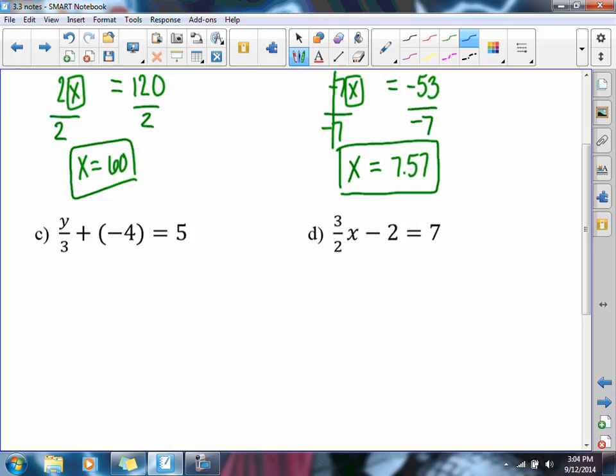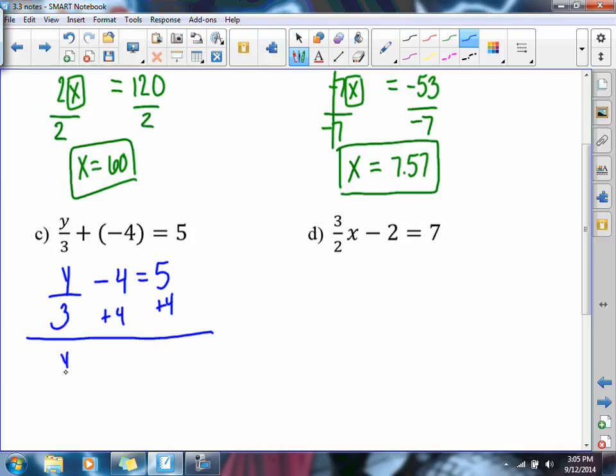In part C and part D, now I've got subtraction and division. And actually, for part C, I can rewrite this a little bit first. I have this plus a negative 4. So if I wanted to rewrite this problem, instead of having a plus and negative, I could just put minus 4 equals 5. Now that helps me see that to get rid of this minus 4, I have to add 4 to both sides.